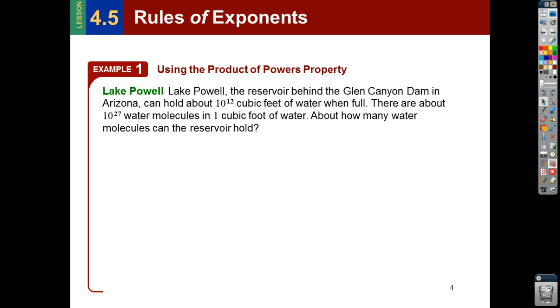Okay, so let's take a look. We'll use an example. Lake Powell, the reservoir behind the Glen Canyon Dam in Arizona, can hold about 10 to the 12th cubic feet of water when it's full. There are about 10 times 10 to the 27th power water molecules in 1 cubic foot of water. These are just crazy big numbers. Okay, that's why we use exponents.